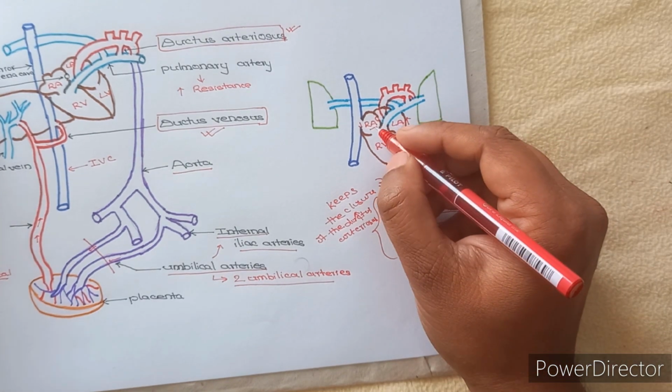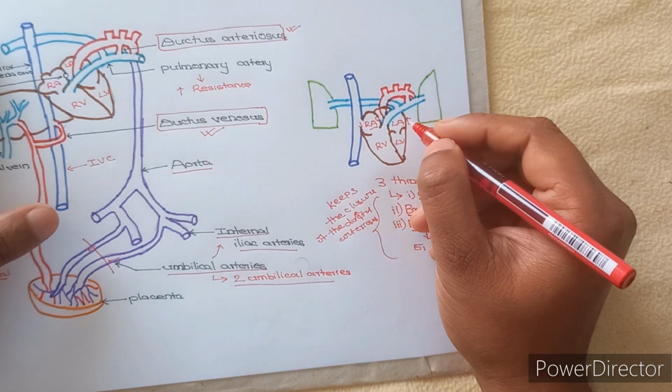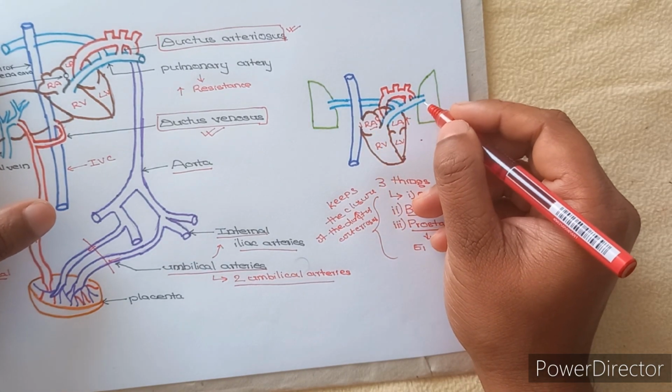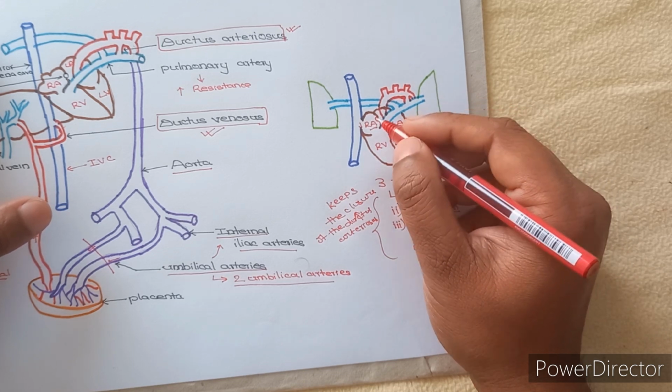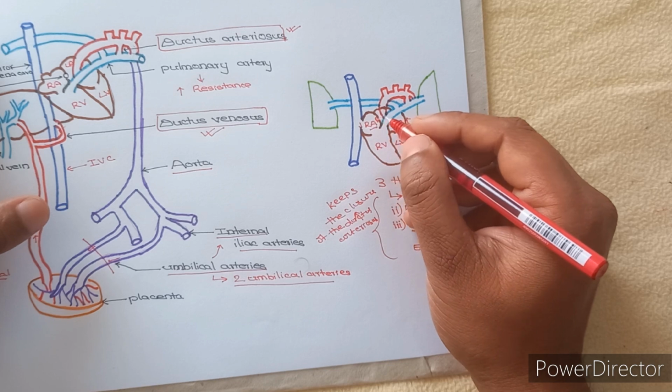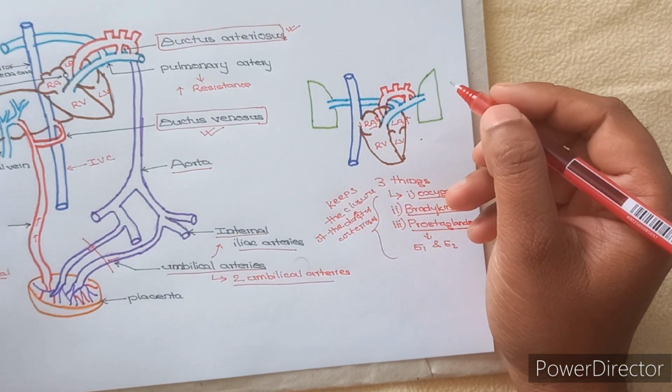And after the cut of the umbilical cord, the pressure in the right atrium decreases and more blood comes to the left atrium. That's why the pressure in the left atrium increases. This helps in the closure of the foramen ovale. These are the things that we have discussed till now.